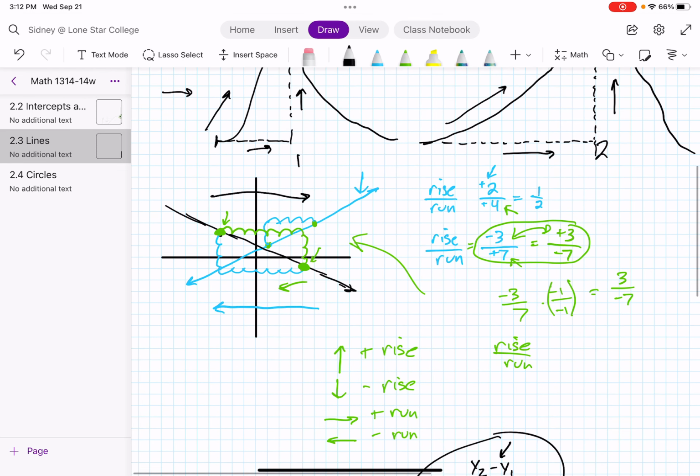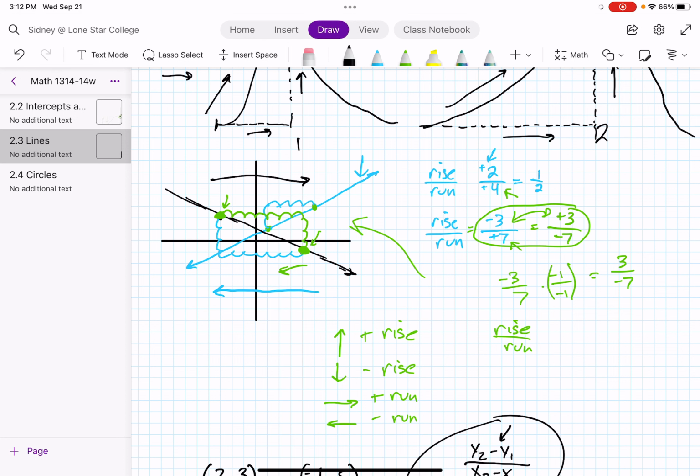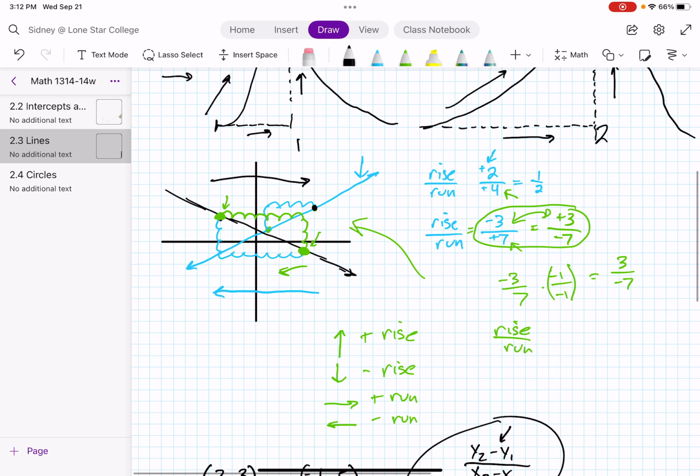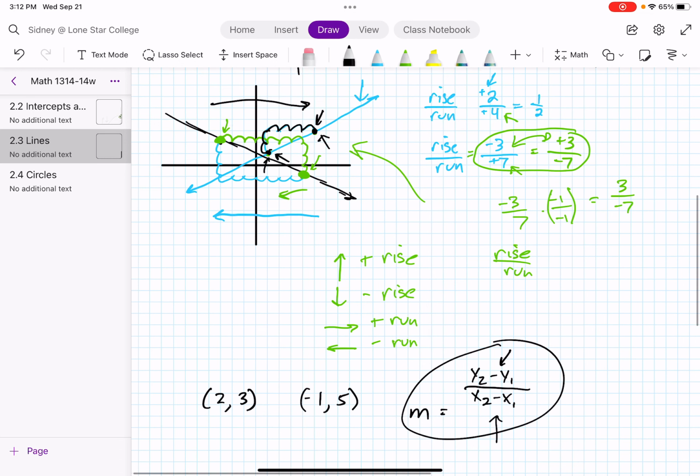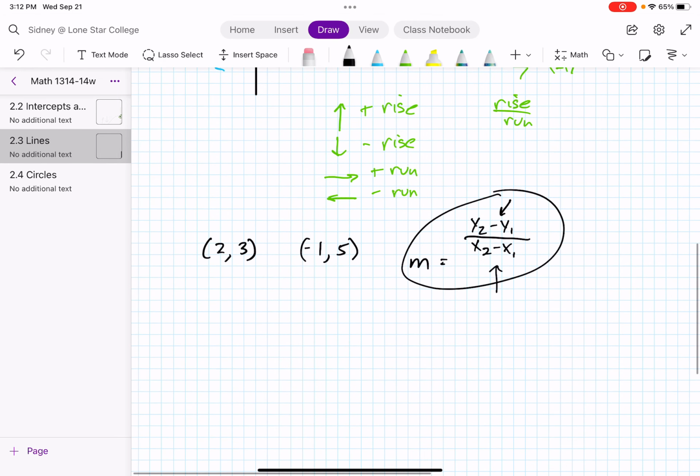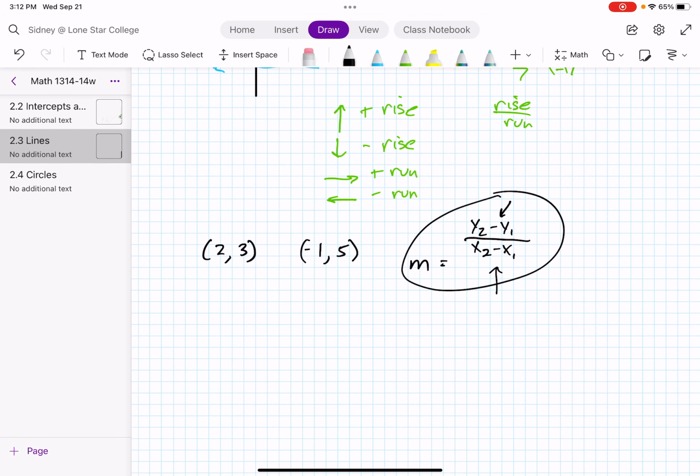And what I want you to see here is we were actually doing this. When I was counting up, right here, 1, 2, I was literally finding the difference between the y values in these two points. When I was counting over, 1, 2, 3, 4, I was quite literally finding the difference in the x values between those two points. And so what I want you to understand is that all we're doing is finding the difference in y values, difference in x values, difference literally meaning subtraction.